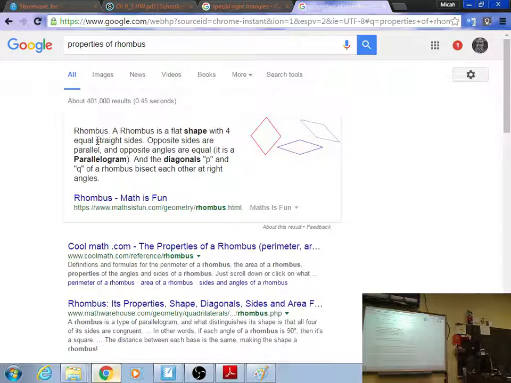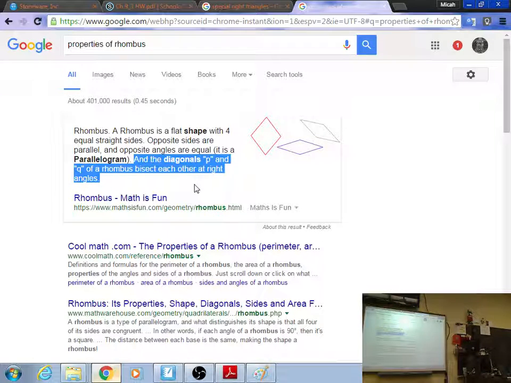Rhombus is a flat shape, 4 equal straight sides. Opposite sides are parallel. Opposite angles are equal. The diagonals of a rhombus bisect each other at right angles. That statement right there is huge. What does it mean to bisect each other? They split each other in half.